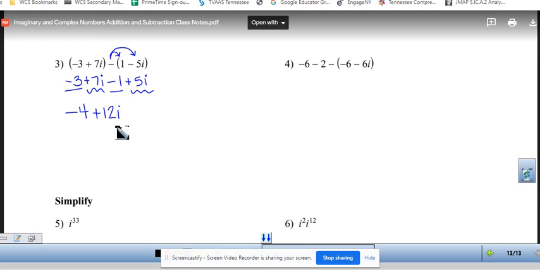This is my final answer, but there's one more thing I want to talk to you about. Complex numbers are typically written in a specific order. The real part of the number is written first, and the imaginary part of the number is written second. So it's a good habit to get into writing your numbers in this order. Now I'm going to let you try number 4.